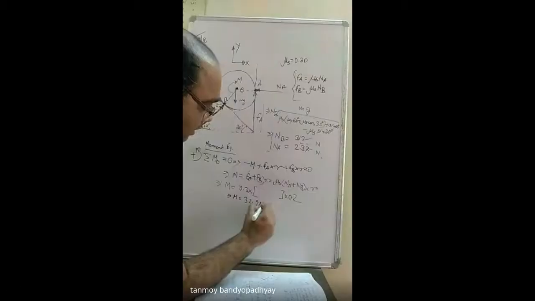Okay. 32.94 Newton meter. So 32.94 Newton meter. Yes, sir. M is equal to 32.1 Newton meter.